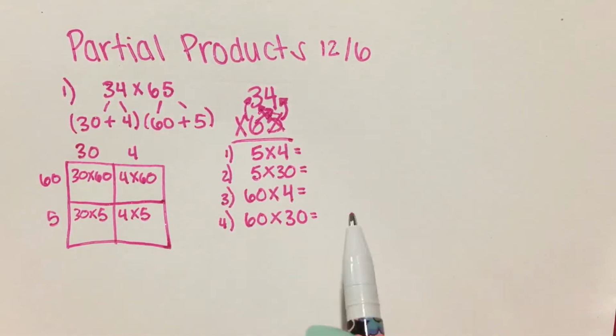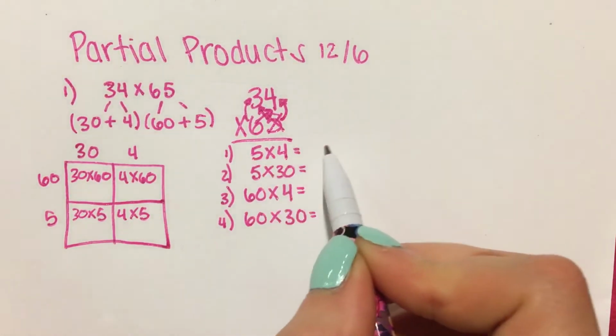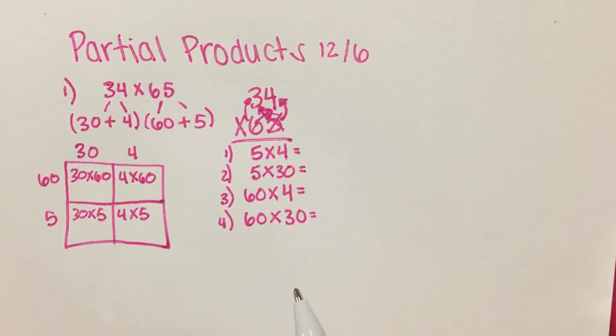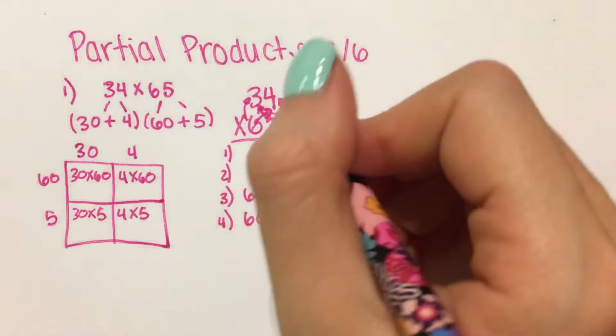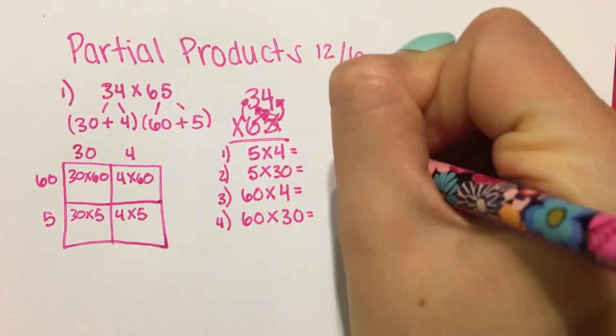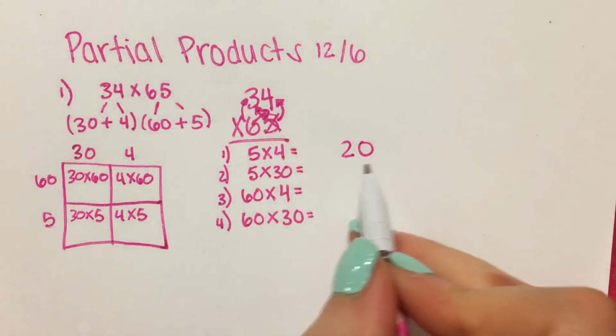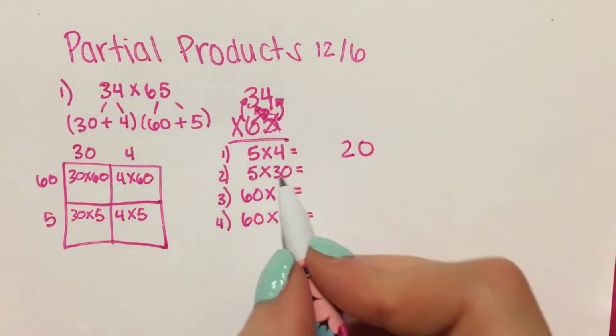It's exactly the same thing. So you're gonna go ahead and multiply, and then you're gonna add them up, and you're done. It's as simple as that. 5 times 4 gives me 20.